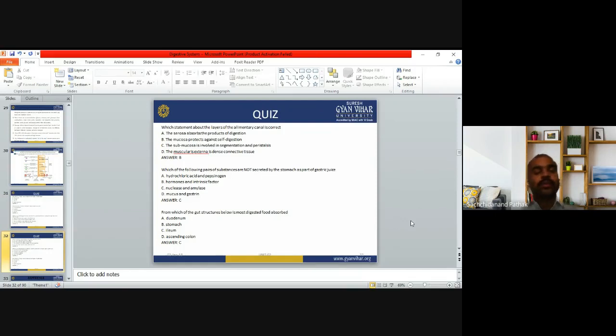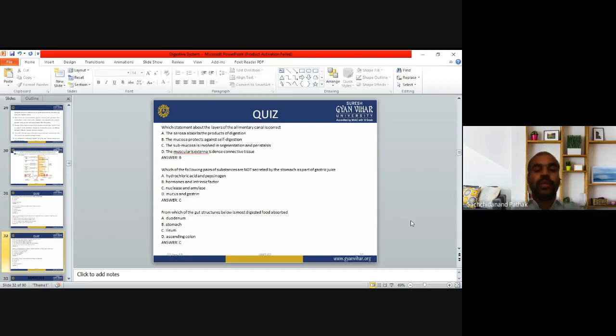Hormone and intrinsic factor is the next pair. It is also incorrect. Why? Intrinsic factor, which helps in the absorption of vitamin B12, is also secreted by the parietal cells. Parietal cells secrete HCl and intrinsic factor. So yes, it's incorrect. As for the hormone, gastrin is secreted by the G cells. The stomach secretes this pair too.